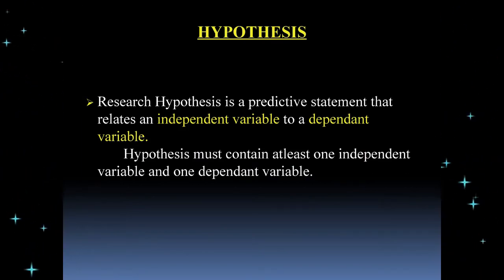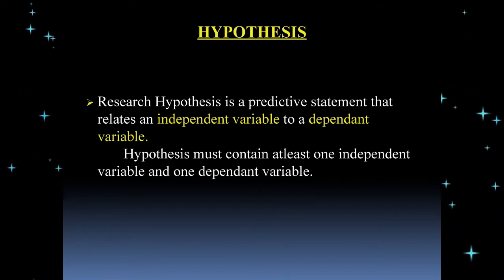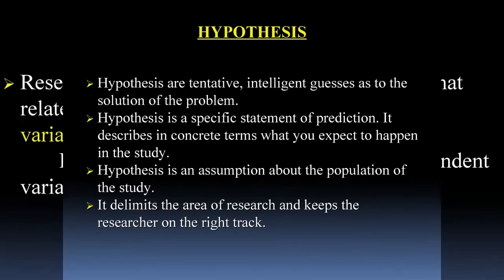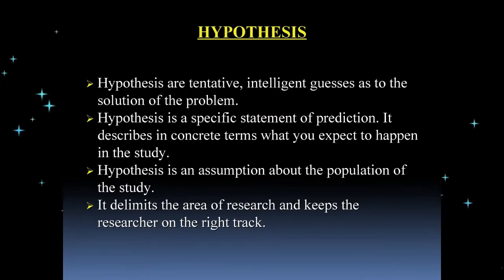Hypothesis. Research hypothesis is a predictive statement that relates an independent variable to a dependent variable. Hypothesis must contain at least one independent variable and one dependent variable. Hypotheses are tentative, intelligent guesses as to the solution of the problem. Hypothesis is a specific statement of prediction. It describes in concrete terms what you expect to happen in the study. Hypothesis is an assumption about the population of the study. It delimits the area of research and keeps the researcher on the right track.